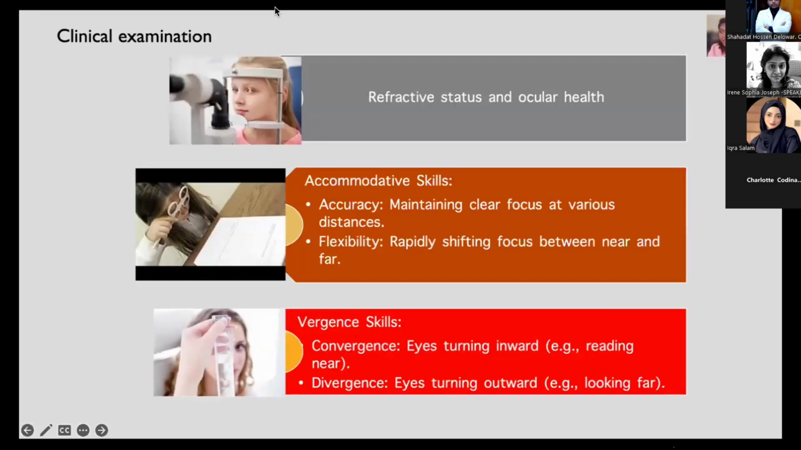In the clinical examination, apart from refractive status and ocular health examination, we need to assess accommodation, including accuracy, amplitude, and flexibility, and assess eye alignment, which is vergence, phorias, tropias, and ocular motility, which includes pursuits and saccades. Color vision and stereopsis should also be included, and that provides a comprehensive picture of the visual function.